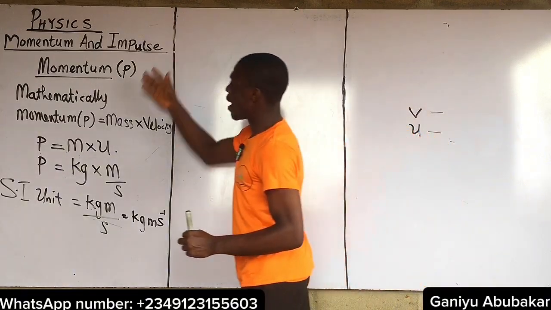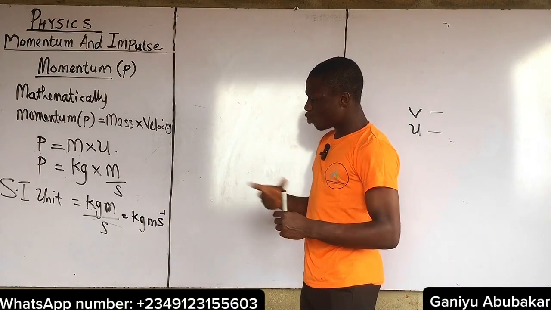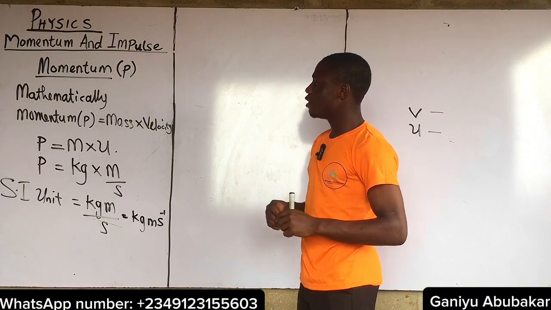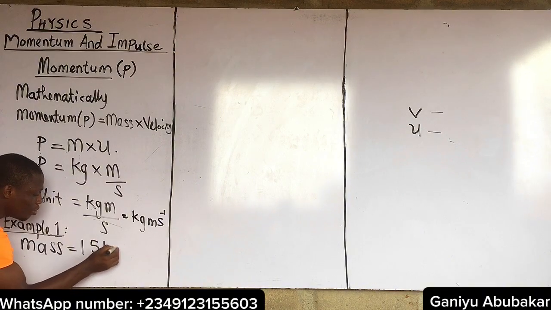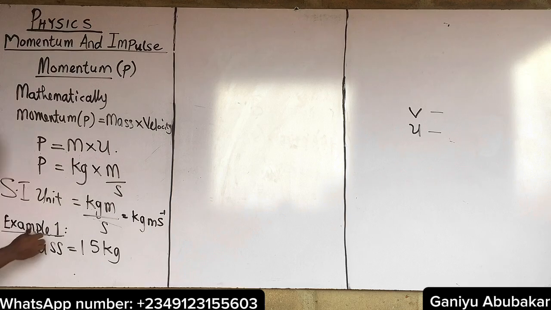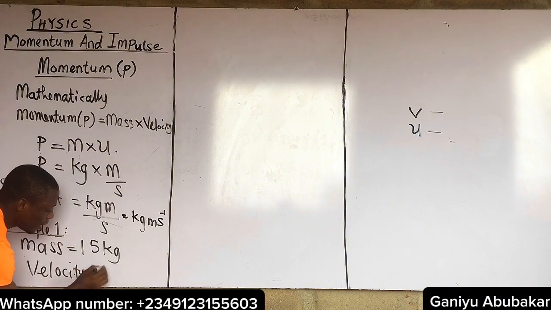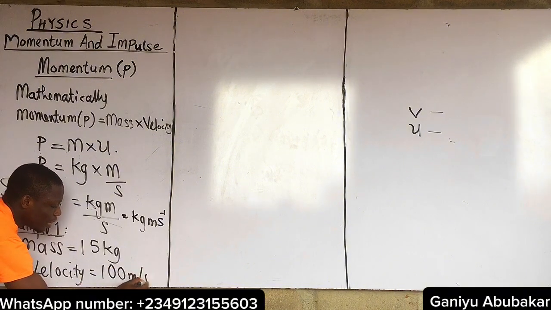With this idea, let's take some examples to further explain the concept behind momentum. Example one. Let's say I have a mass of a moving body equal to 15 kilograms. The mass of that body moves with a velocity of, let's say, 100 meters per second.